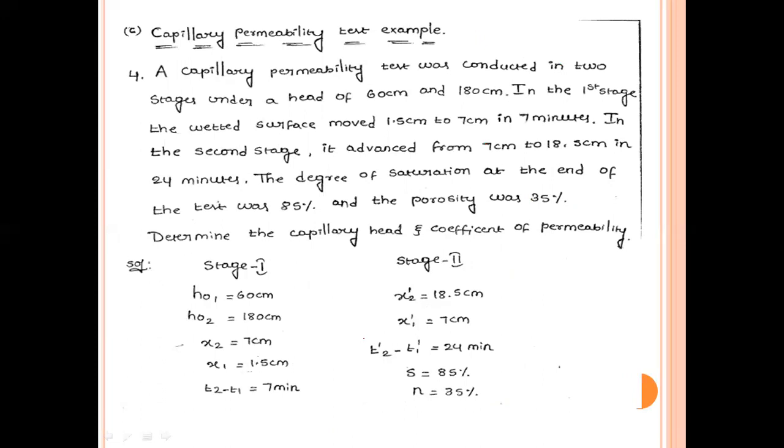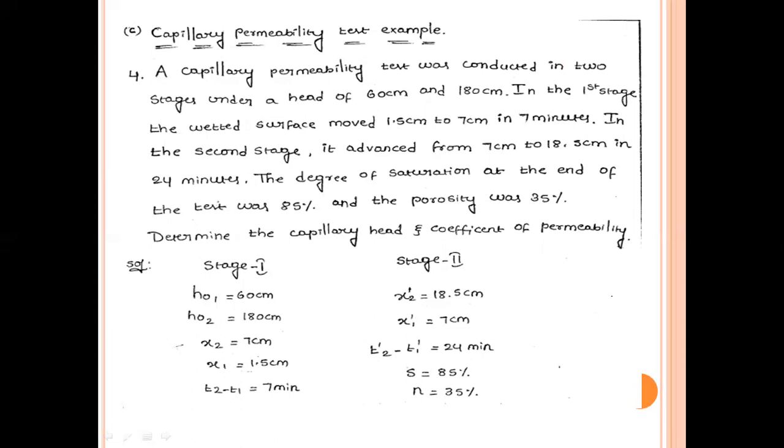Write the problem. A capillary permeability test was conducted in two stages under heights of 60 centimeters and 180 centimeters. In the first stage, the wetted surface moved from 1.5 centimeters to 7 centimeters in 7 minutes. In the second stage, it advanced from 7 centimeters to 18.5 centimeters in 24 minutes. The degree of saturation at the end of the test was 85% and the porosity was 35%. Determine the capillary height and coefficient of permeability.